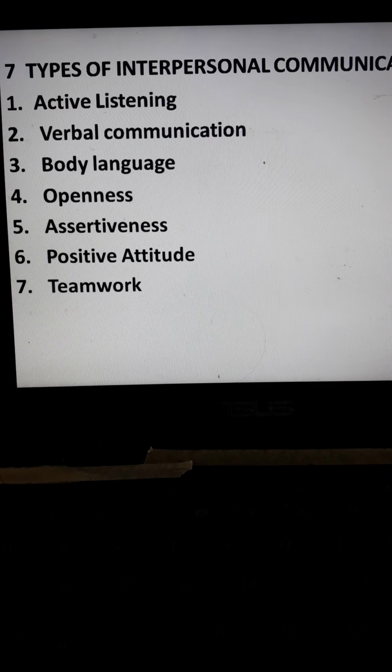And teamwork. When using teamwork, it involves everything. It involves personnel or employees. So you have to work together.